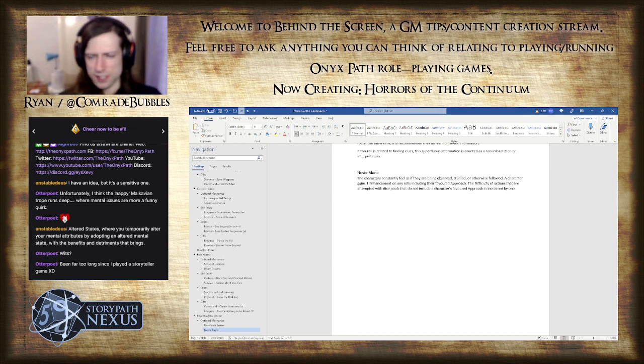The characters constantly feel as if they're being followed. A character gains one enhancement on any rolls, including the favored approach. The difficulty of actions that are attempted with dice pools that do not include a character's favored approach is increased by one. Those sentences feel very fragmented in a way when read aloud, causing them to follow established behaviors. For comfort.